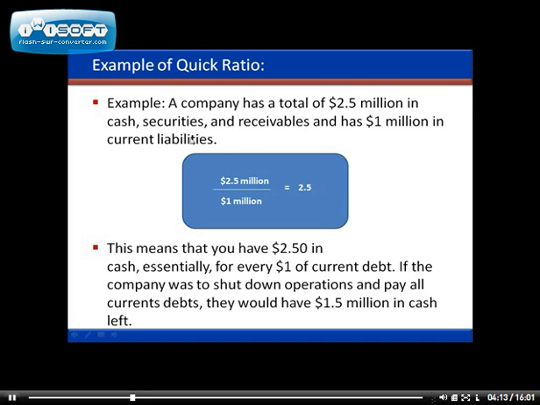An example of the quick ratio, let's say the company has a total of $2.5 million in cash, securities, and receivables, and it has $1 million in current liabilities. So if we were to take that figure, $2.5 million, and divide it by $1 million, we would get 2.5. And what this means is that the company has $2.50 in cash, essentially, for every dollar of current debt. So if the company was to shut down operations and pay all current debts, they would have $1.5 million in cash left over.